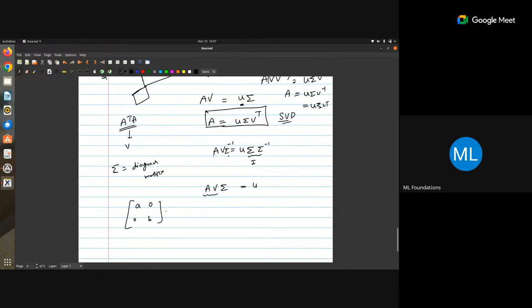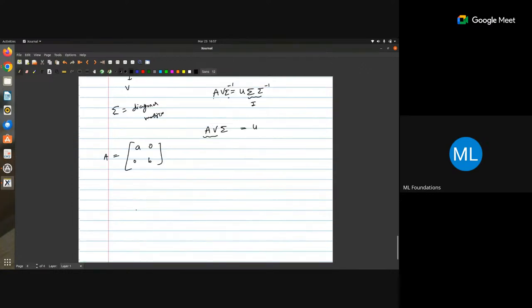Like, let's say A is this diagonal matrix, what is its inverse? So first of all, what is the determinant of it? AB. To find A inverse, what do I need to do? Determinant of A into the cofactor matrix, right? And the transpose of this cofactor matrix. And I think that will be what? B, 0, 0, A.